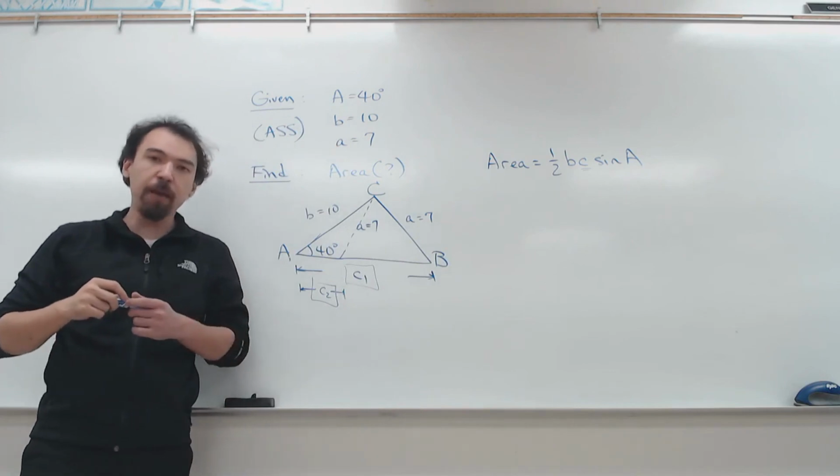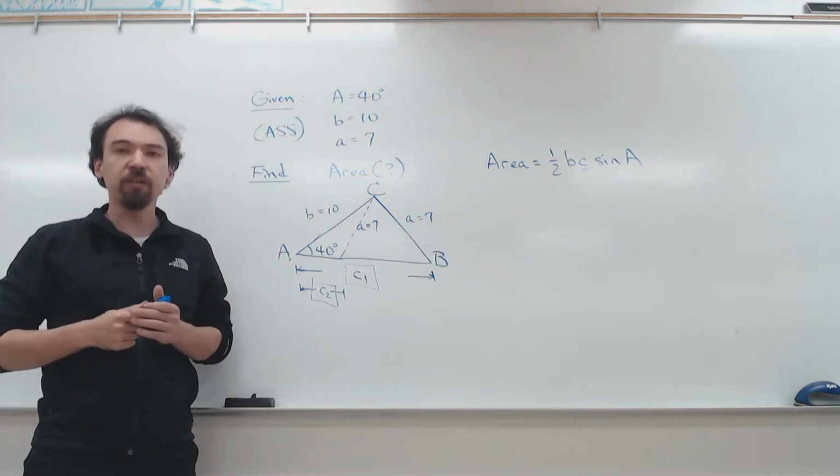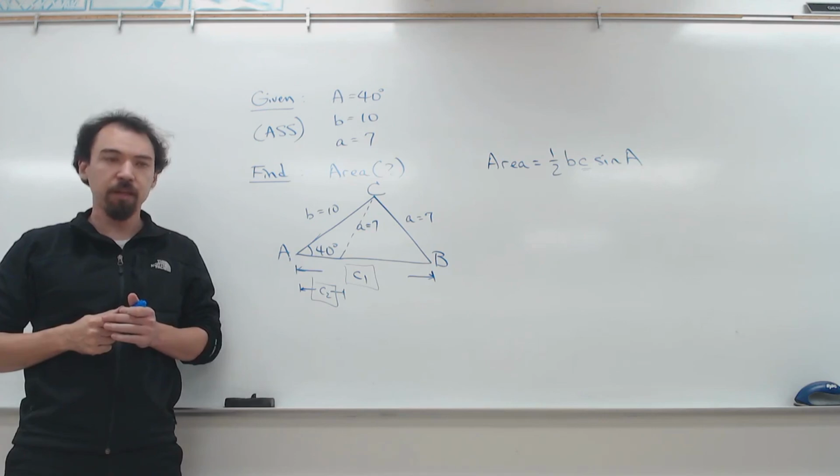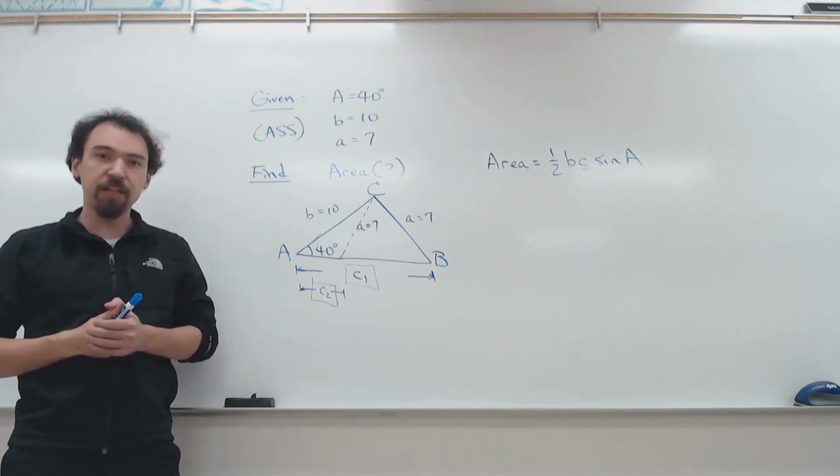So in the ambiguous case, we are not able to find a unique area, but we can find two different areas. And that's it for finding the area using the side angle side method. I'll see you guys next time for the law of cosines.